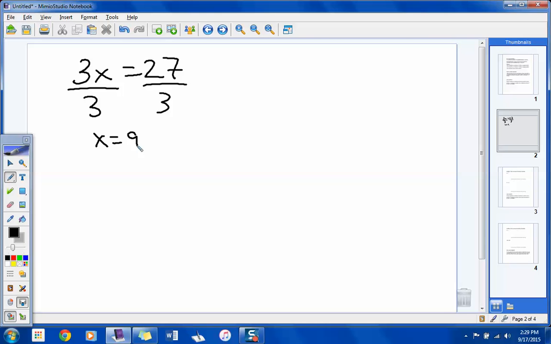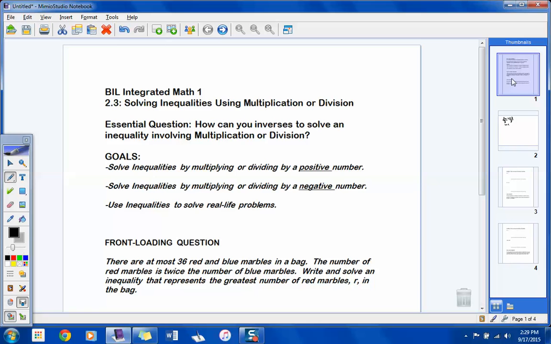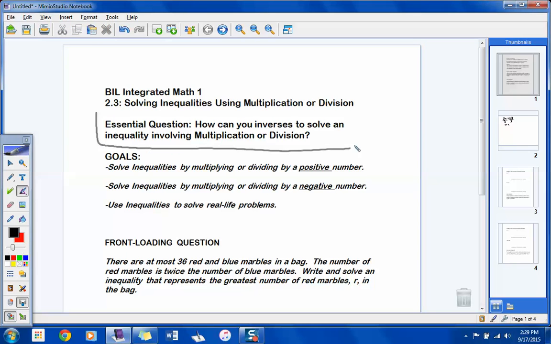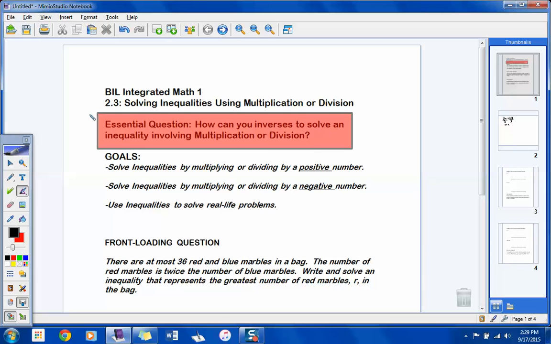So here's what I want to get at today, guys. We are looking at solving inequalities using multiplication or division. And what we want to be able to do here is ask ourselves, how can you use inverses to solve an inequality involving multiplication or division?